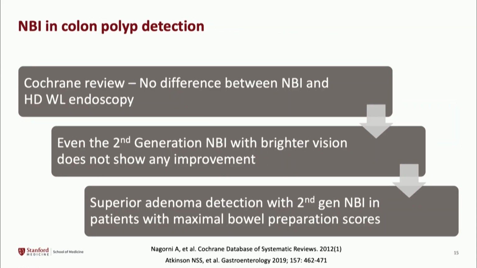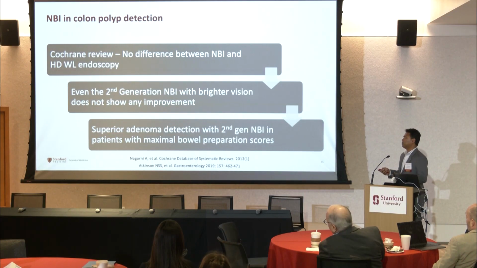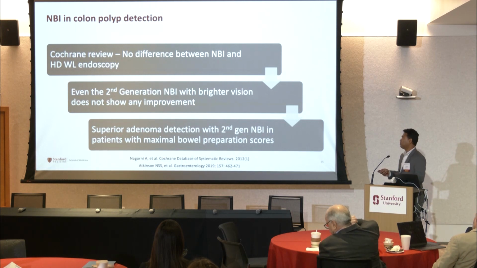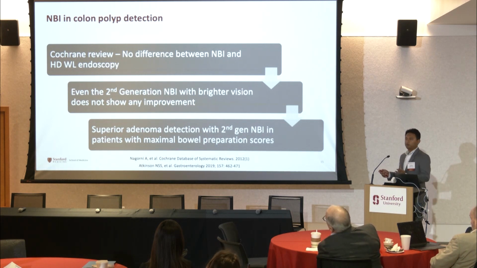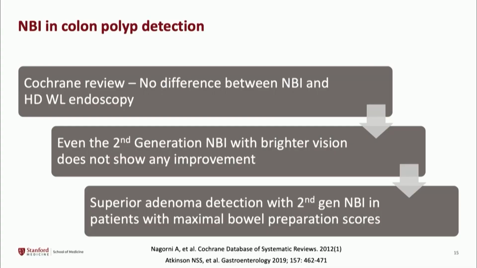If you look at NBI in colon polyp detection, there was a Cochrane review done in 2012, which showed that there was no difference between NBI for polyp detection when compared to high-definition white light endoscopy. After 2012, there was evolution of NBI to second generation NBI, because the first generation NBI actually curtailed the brightness of the vision. But even with second generation NBI, they did not show any improvement compared to high definition white light endoscopy.